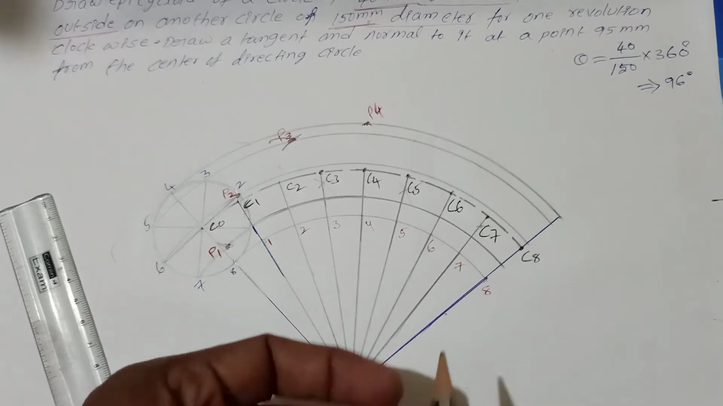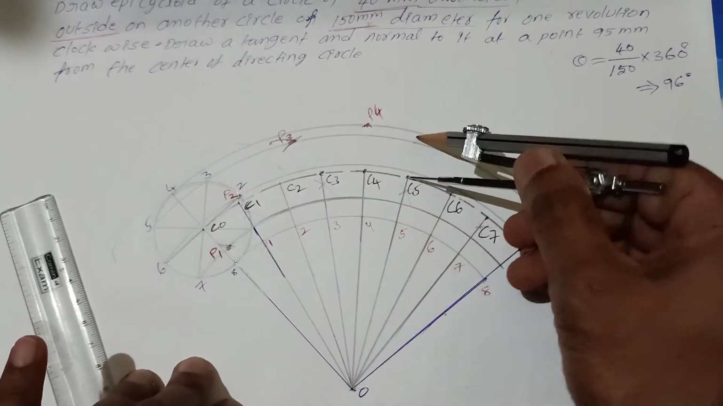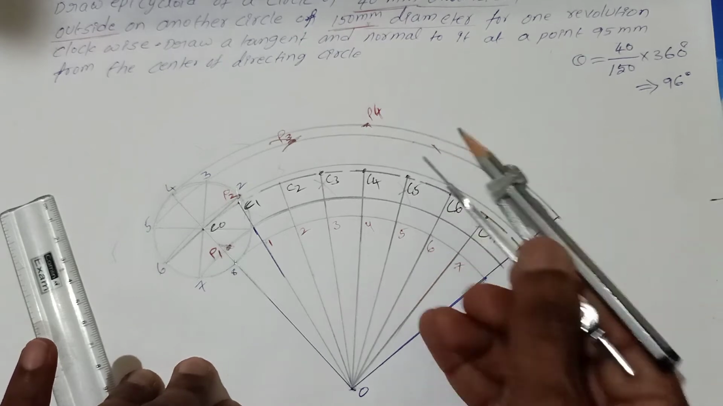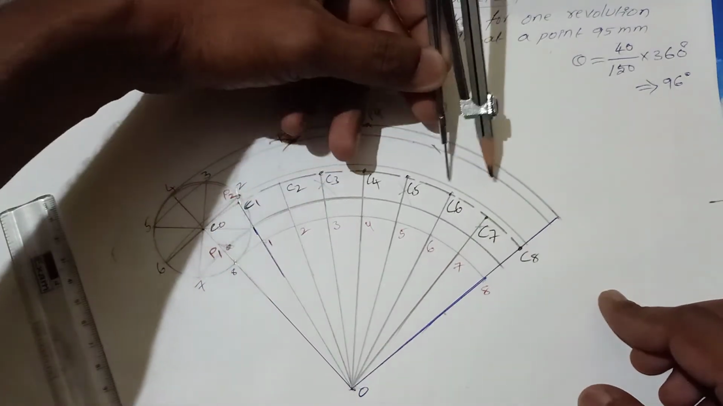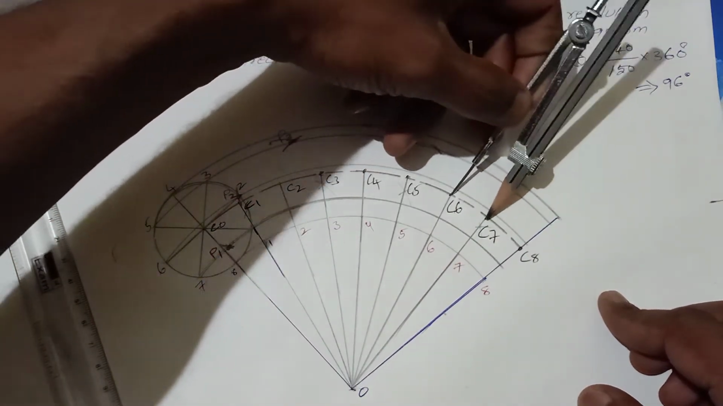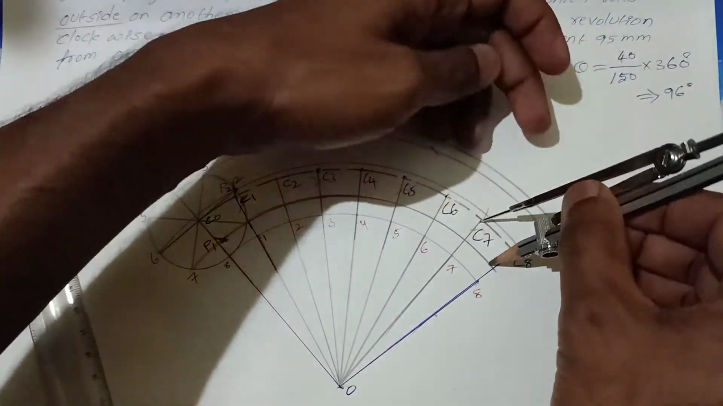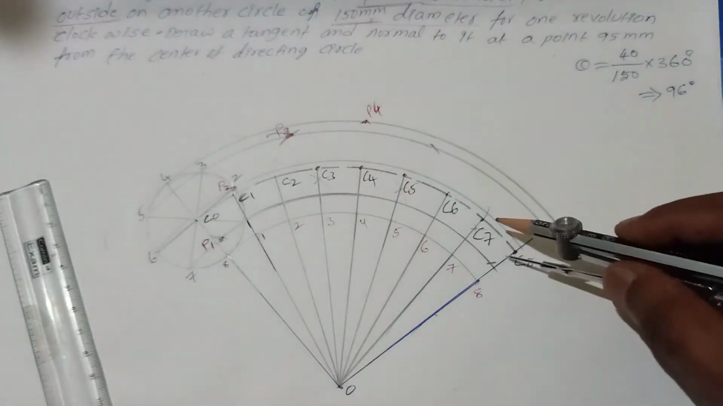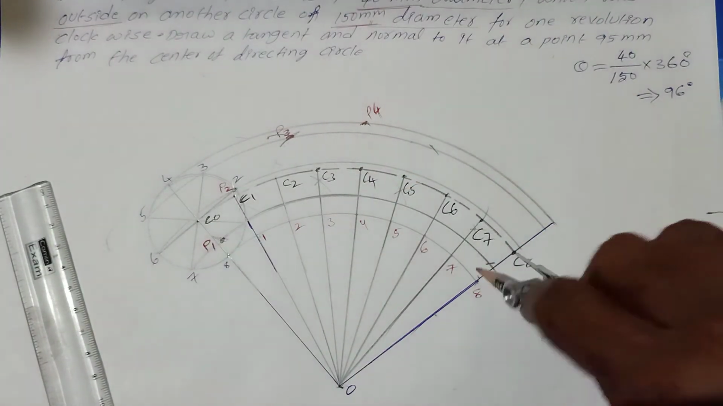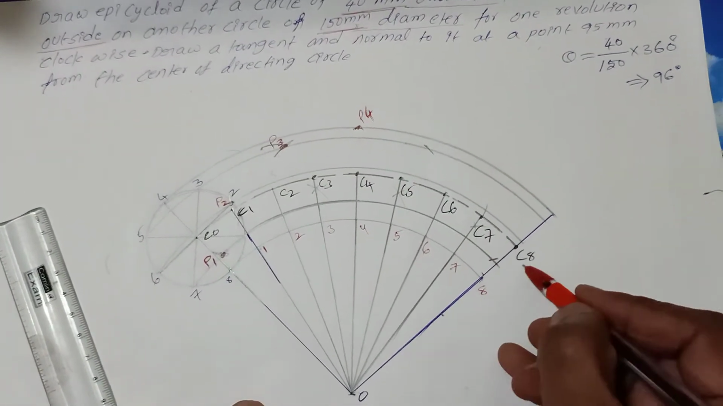Next, with the same radius, from C5, cut the fifth curve. From C6, cut the sixth curve. From C7, cut the seventh curve. From C8, cut the eighth curve. There is no need to take the eighth curve.